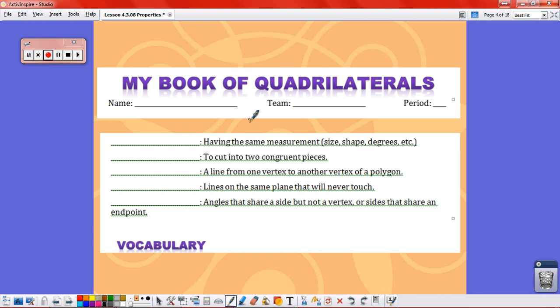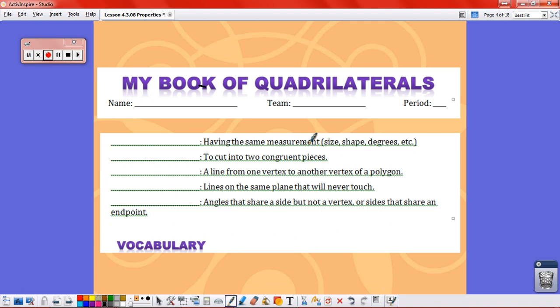We are making a flip book of quadrilaterals, so I should already have it put together for my biggest classes at least, because it takes a lot of time to pass the stapler around and all of that mess. All you have to do is put your name, team, and period on it, and then we get started. We flip to the vocabulary page and we fill in our vocabulary.